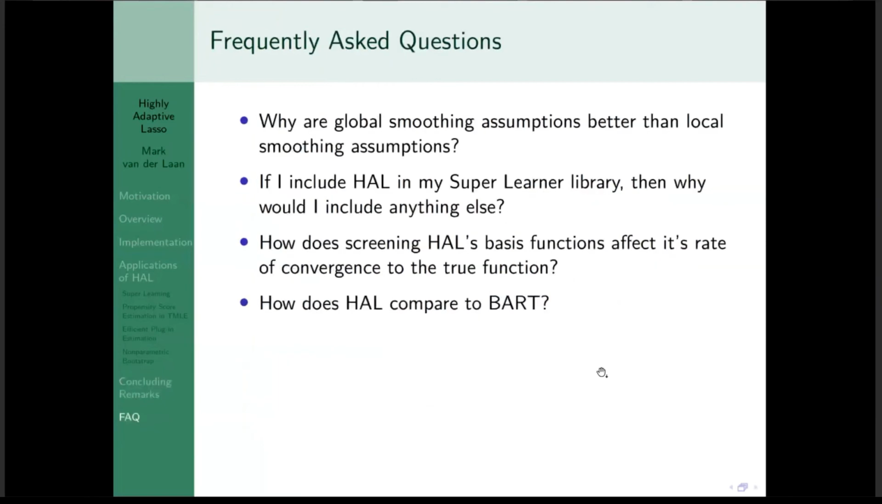Okay, so this is the last slide. These are just some frequently asked questions. For example, why are global smoothing assumptions better than local smoothing assumptions? In other words, what is it about HAL? Is one question.